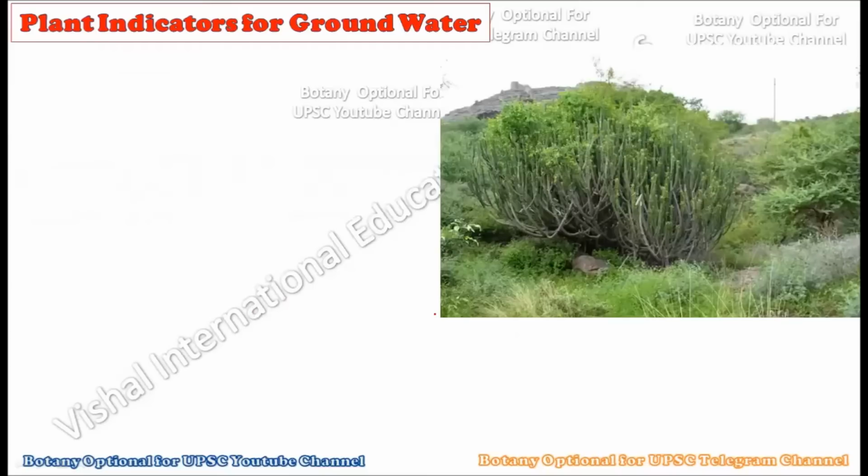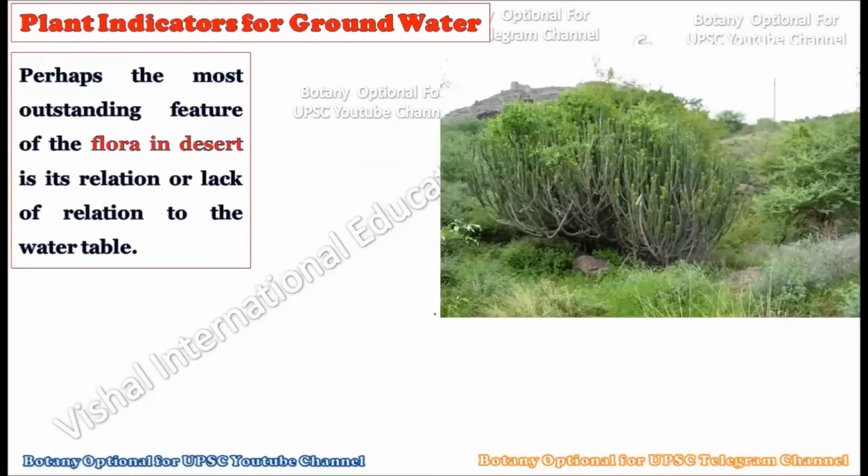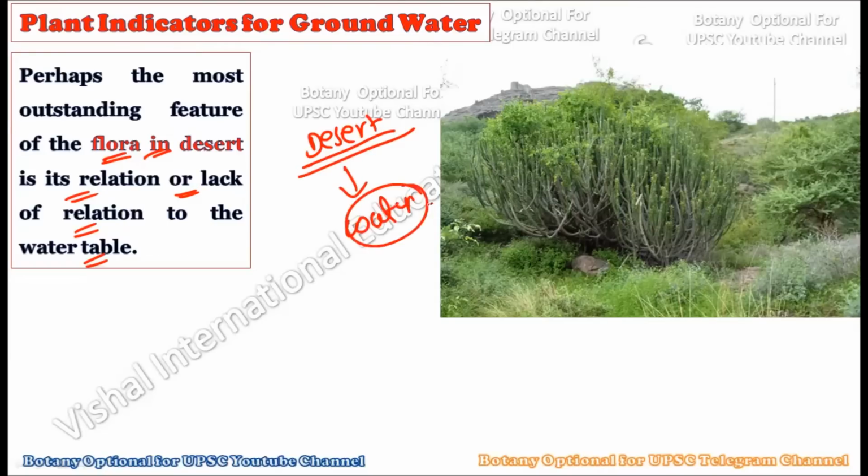Okay, let us see the first introductory slide. Perhaps the most outstanding feature of the flora of the desert is its relation, or lack of relation, to the water table. Whenever we talk about the desert, the first thing that comes to mind is water scarcity. Water is always scarce in the desert area, but still there is a presence of flora.